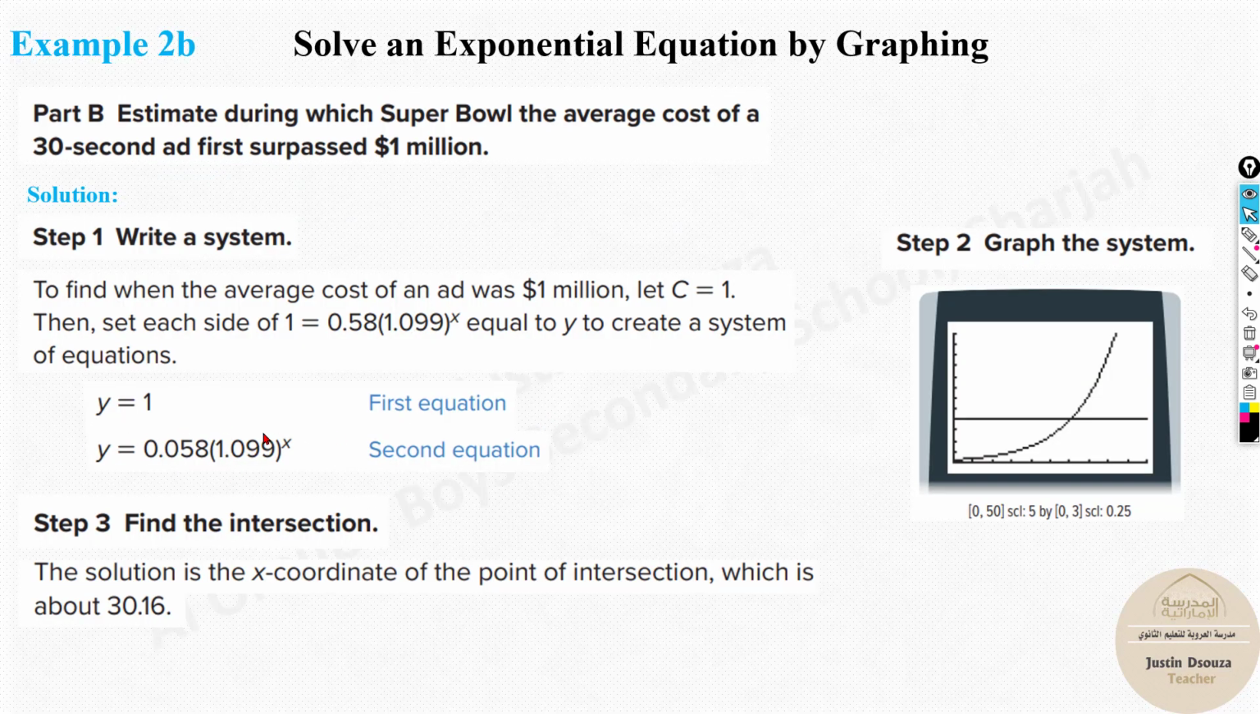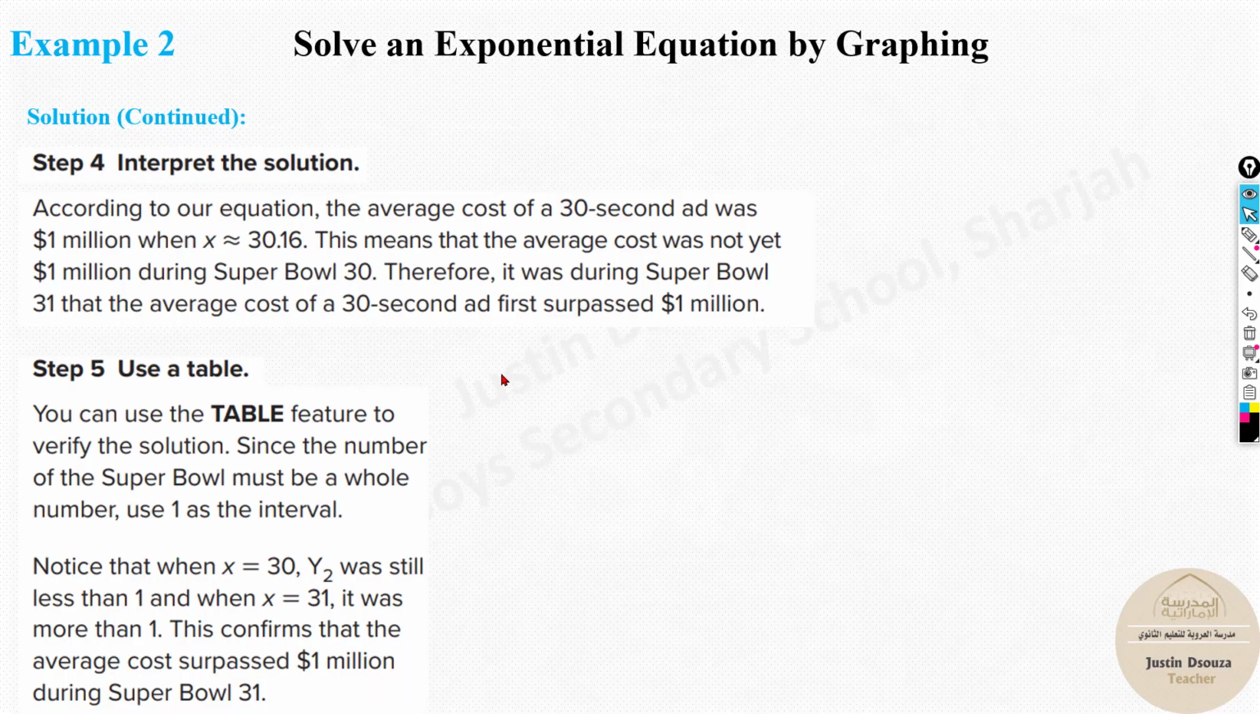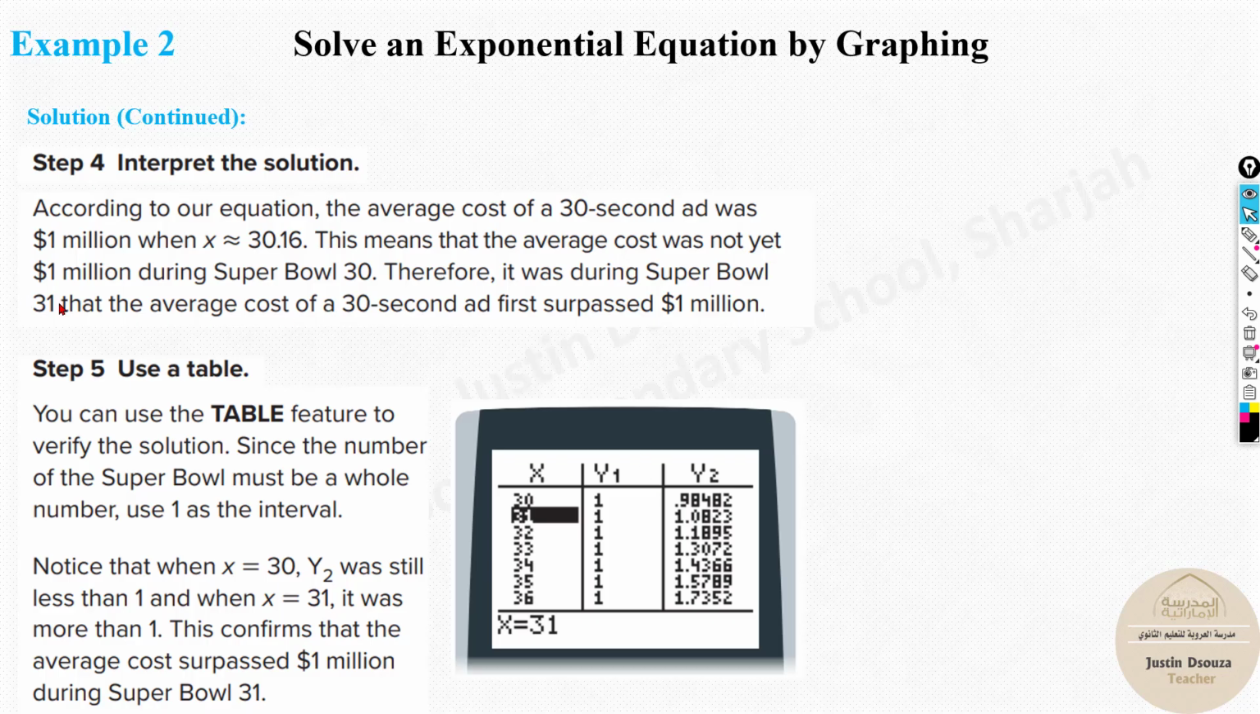This is the equation, and a very important thing is over here, this 31st Super Bowl would cost you $1 million for a 30-second ad. So that's the answer over here.